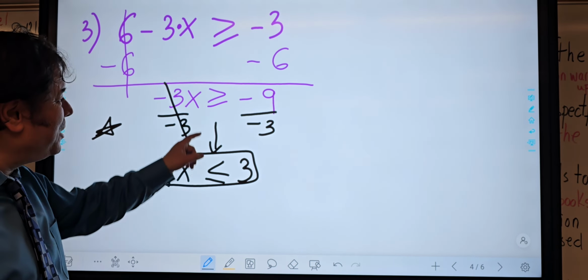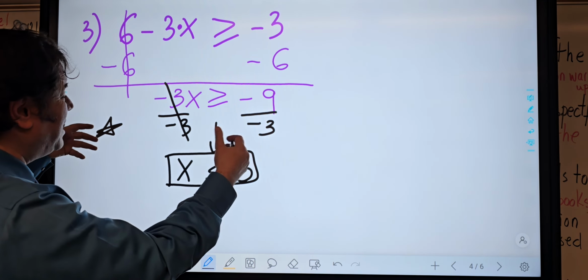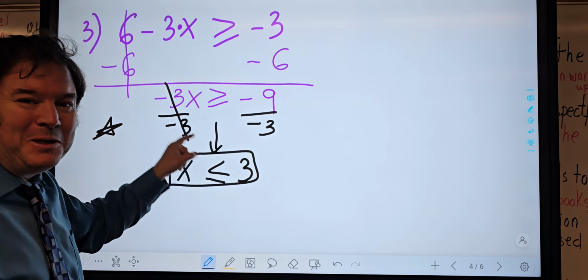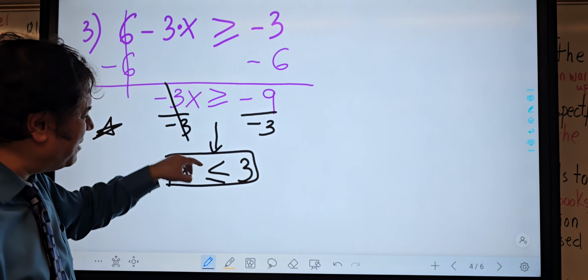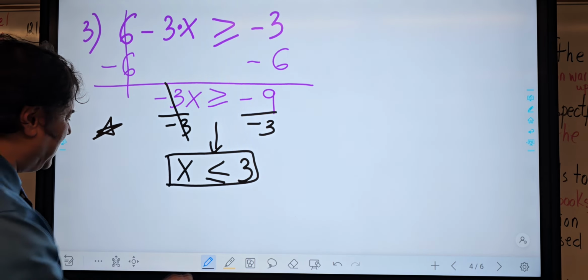But again, please remember, every time we divide by a negative number, or if we multiply both sides by a negative number, when we solve inequalities, the inequality sign changes. It flips around, right? So now we have x less than or equal to 3, final answer.